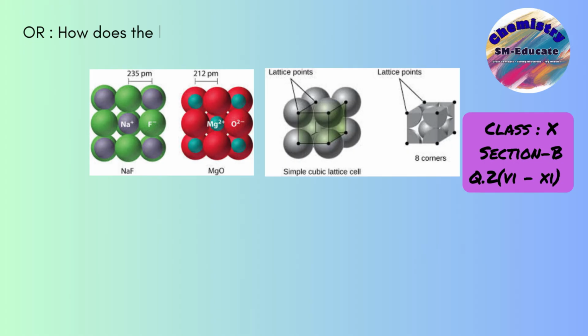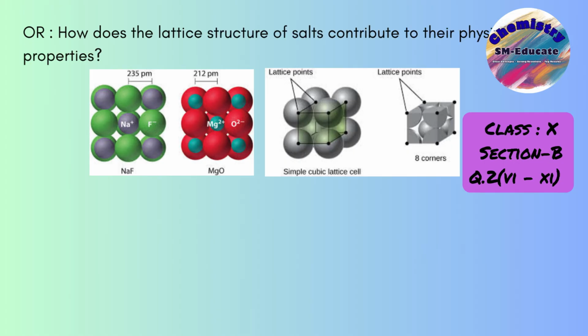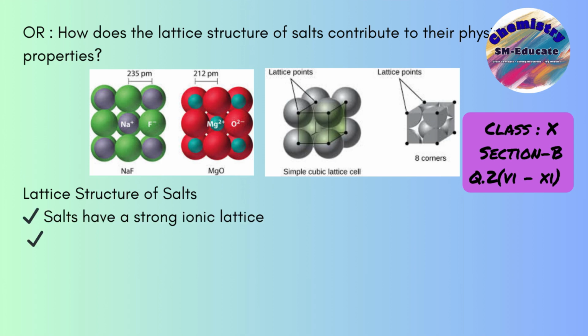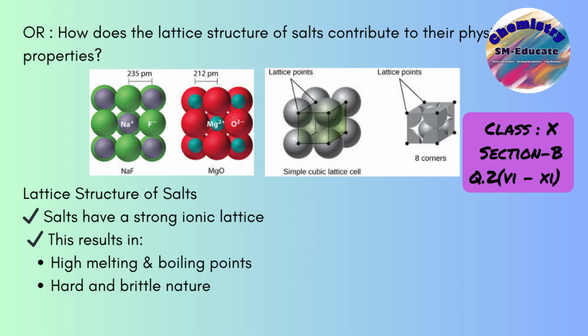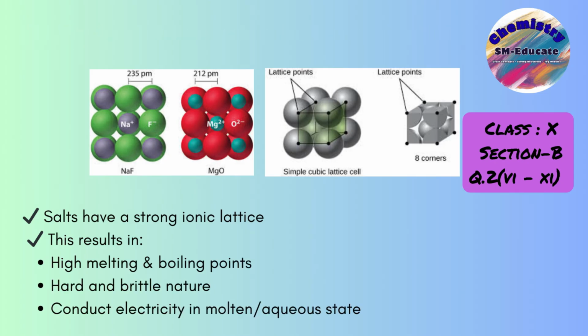How does the lattice structure of salts contribute to their physical properties? Lattice structure of salts. Salts have a strong ionic lattice. This results in high melting and boiling points, hard and brittle nature, conduct electricity in molten or aqueous state.